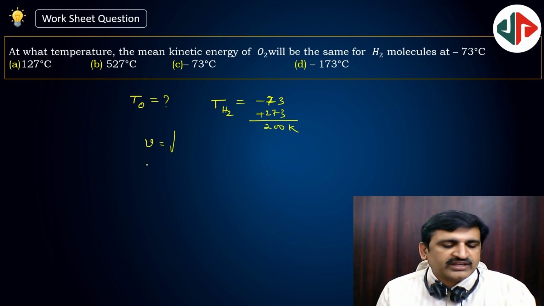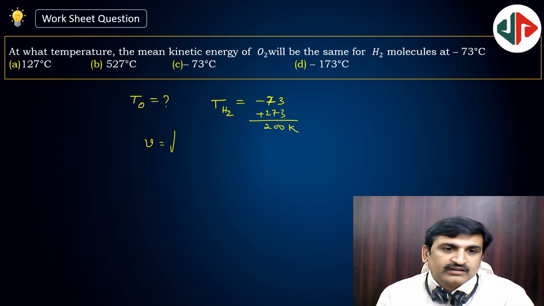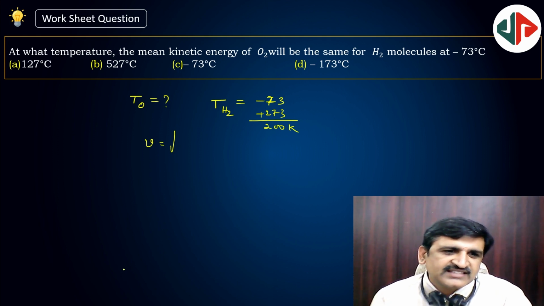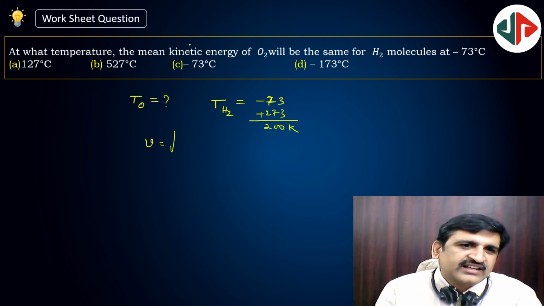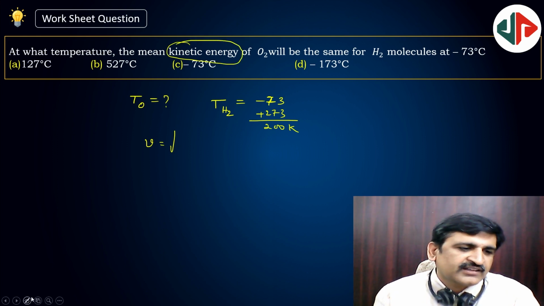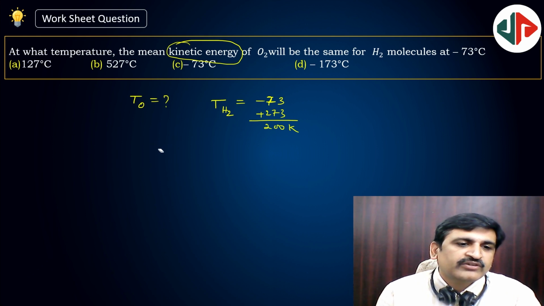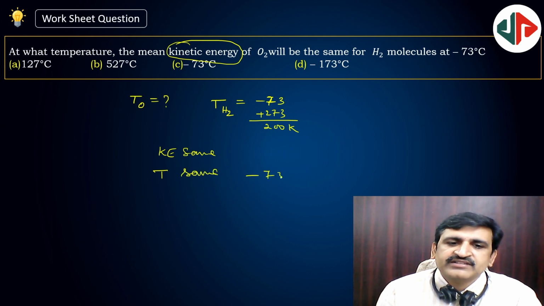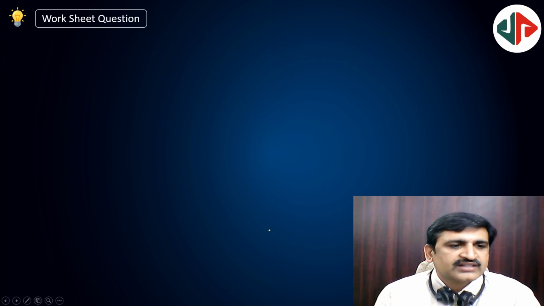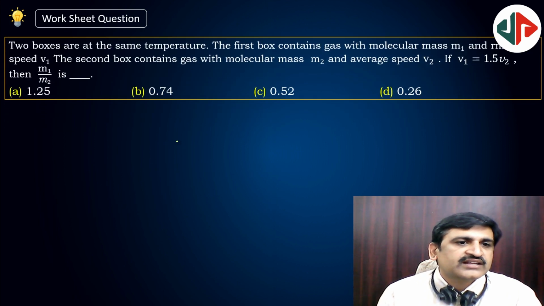So this should be very carefully thought, right? We need to read the question carefully. He is not asking velocity, he is asking kinetic energy. That means the kinetic energy of every molecule at a given temperature is the same. So why am I thinking about velocity? Kinetic energy is the same for all the gases at a given temperature. He said kinetic energy is the same, which means the temperature must be the same. As K is the same, temperature must be the same. That means minus 73 degrees Celsius only. Good concept it is.